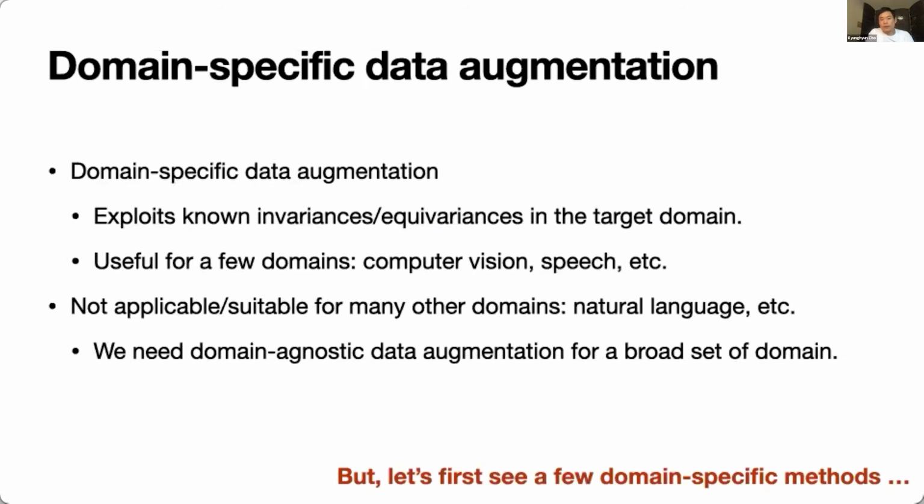And we often write these sampling routines by using our knowledge of what kind of problem is being solved. It's very useful for certain domains, such as computer vision, speech, and others, where we have studied very extensively, where the we is the collective we over the past century or so, to see what are the equivariances or the invariances that we need to encode in order to solve a problem better. Unfortunately, such domain-specific data augmentation is often not applicable nor suitable for other domains such as natural language. And in these domains, we need domain-agnostic data augmentation for a broad set of data augmentation methods. And that's going to be the main part of this talk. But let's just look at a few domain-specific methods.